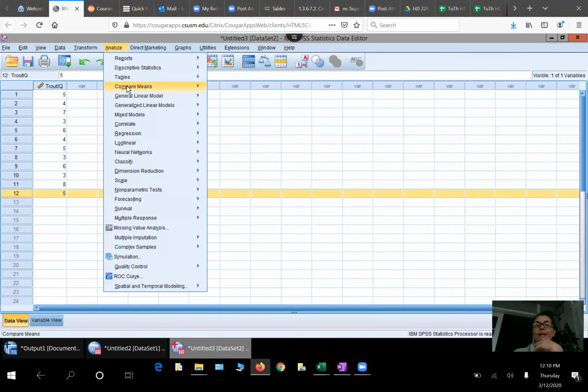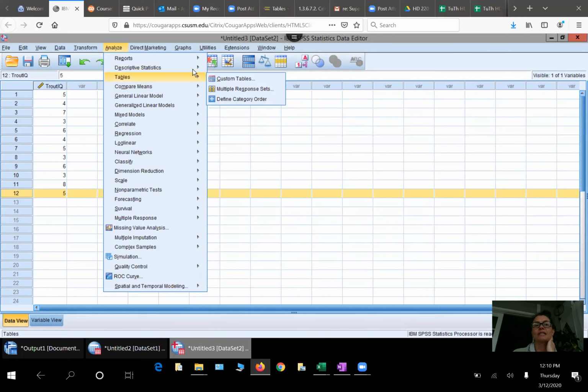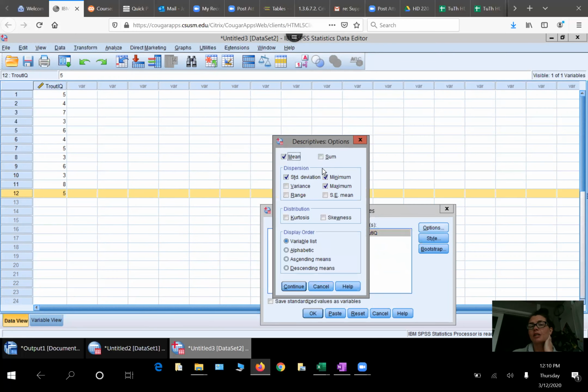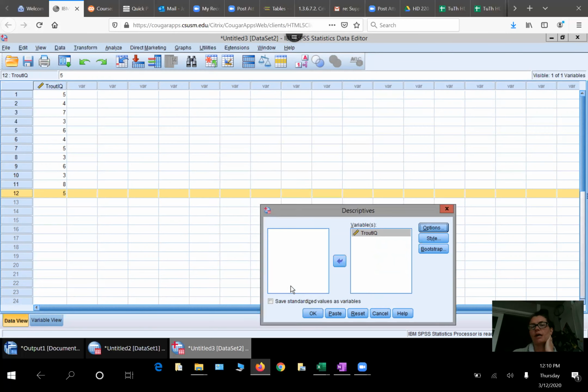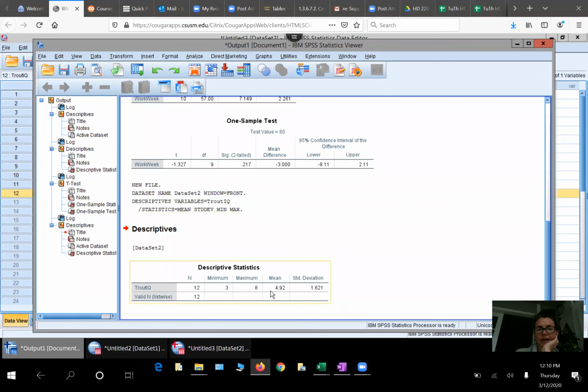So now I'm going to go up, and I know how to do this because in descriptives, I did this on SPSS1, and I'm going to click descriptives, and I want the descriptives for that variable. I'm going to go to the option and make sure both my mean and my standard deviation are selected. And here you are. I've got a mean of 0.492, and I've got a standard deviation of 1.6.